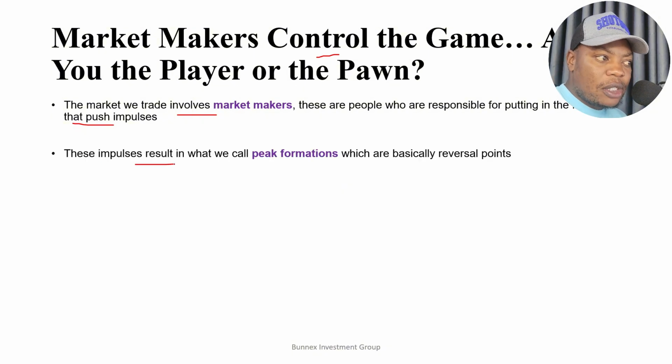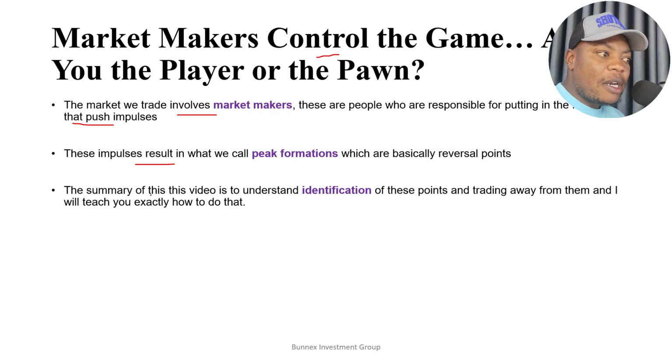So these impulses result in what we call peak formations, which are basically reversal points. These points of reversal are special to us, especially in this particular trading strategy. The summary of this video is to identify these points and trade away from them, and I'll teach you exactly how to do it. Without further ado, let's jump right in.